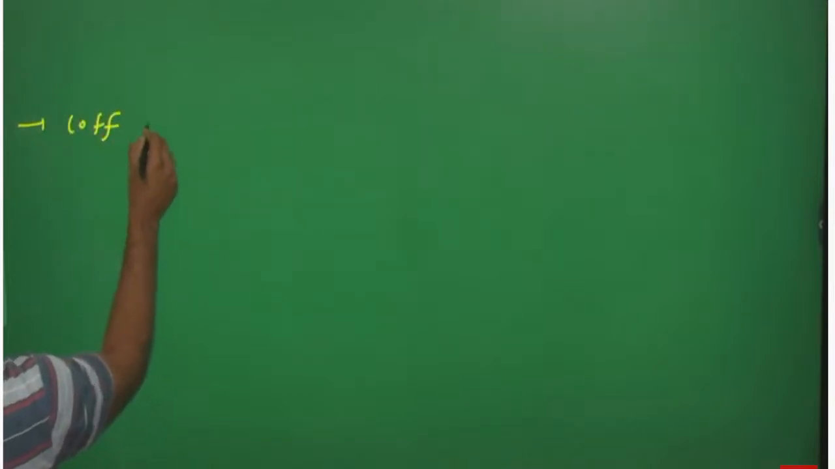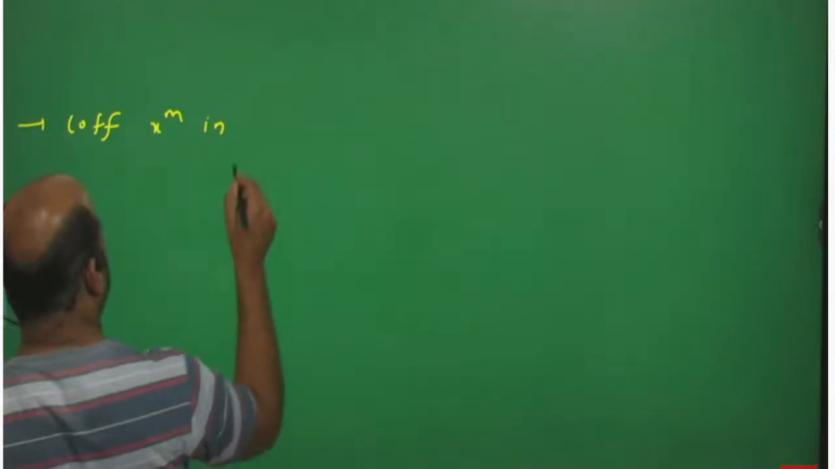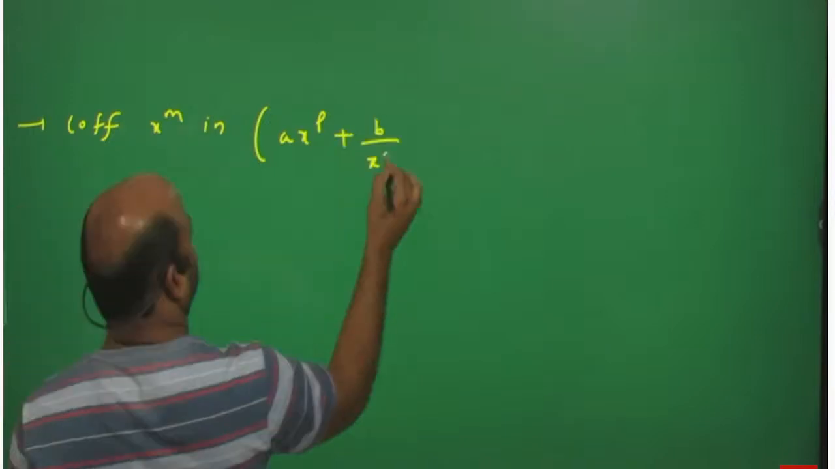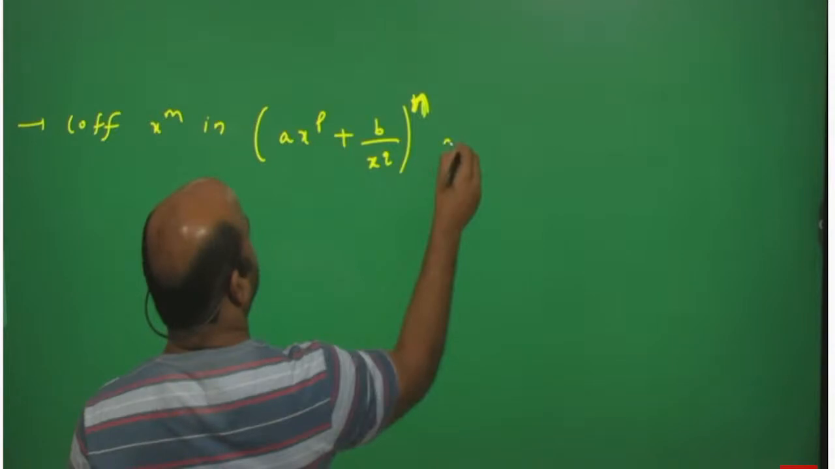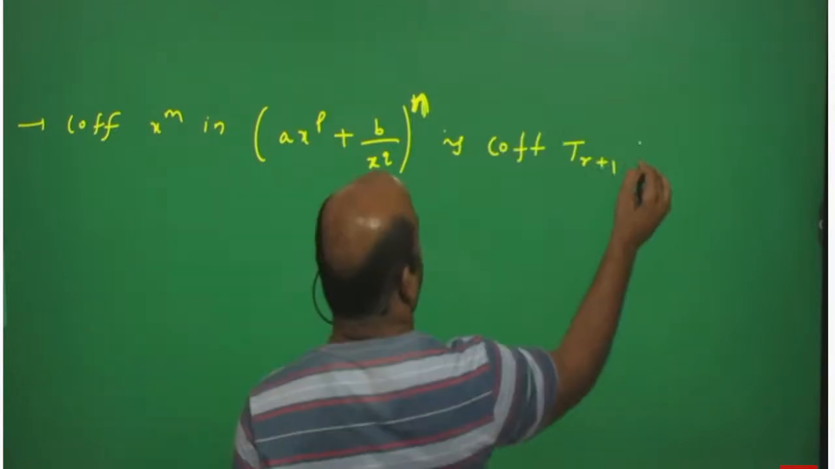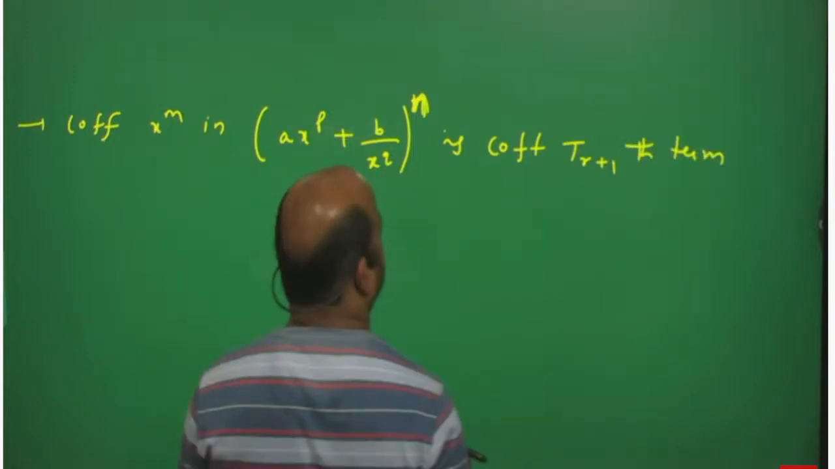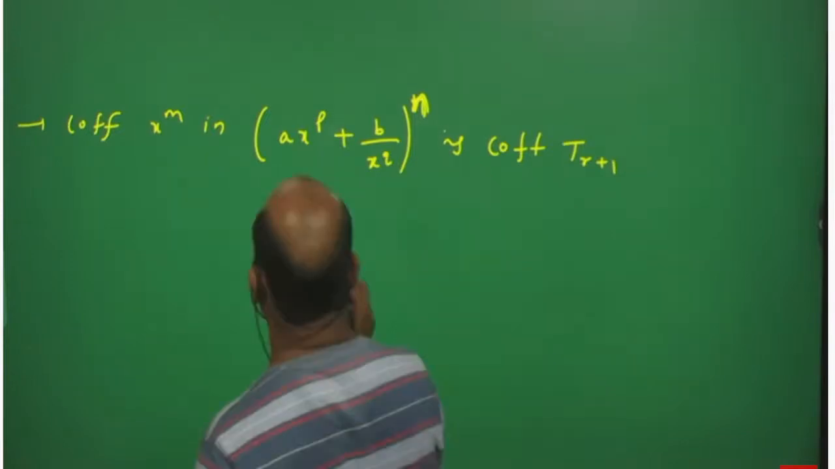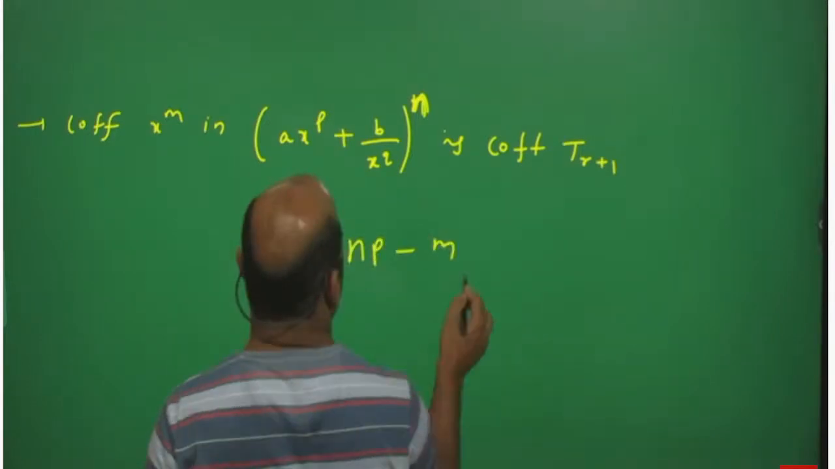The coefficient of x^m in (a x^p + b/x^q)^n is the coefficient of T(r+1)th term. Here r is, remember this formula, r = (np - m)/(p + q).